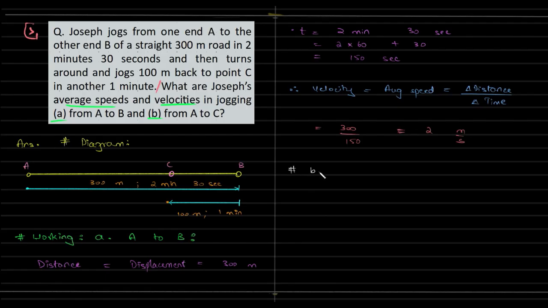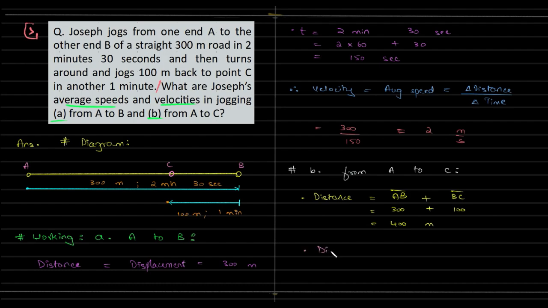And now question B, from A to C. So we have the distance, now how to find it? He is going from A to B and then back to C. So distance would be, first A to B and then B to C. Just follow the path. That would be your answer. So this would be 300 plus 100, 400 meters.